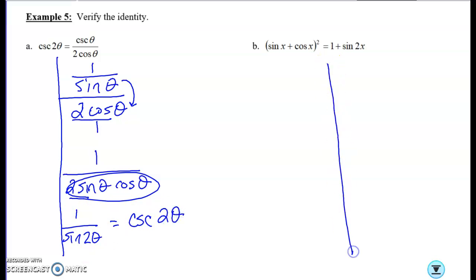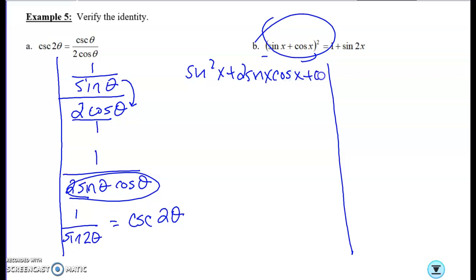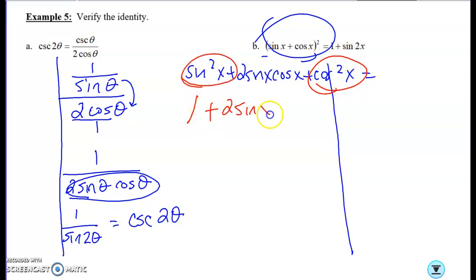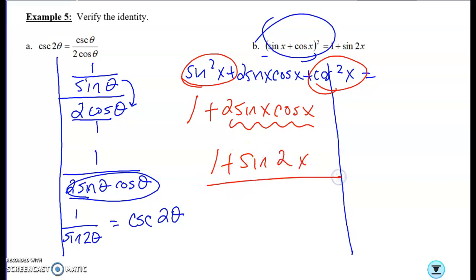This one over here, build my wall. I'm going to do some foiling here. So this is the sine squared of x plus 2 sine x cosine x plus cosine squared x. Hopefully you see it. Cosine squared plus sine squared is 1 plus 2 sine x cosine x. This is our identity we learned today. This is 1 plus the sine of 2x. And there's your verification.